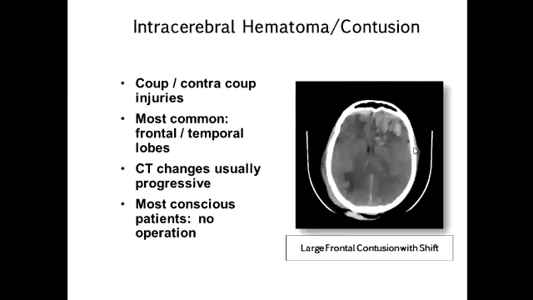Another type of intracranial hematoma is that of the diffuse parenchymal hematoma. These injuries are often associated with coup-contrecoup patterns, or point-counterpoint patterns, in which injury occurs at the site of the direction of force and at the opposing portion as well. This commonly occurs in the frontal and temporal lobes, and CT changes can oftentimes be progressive. These are not usually drainable, and in conscious patients, oftentimes surgery is avoided.